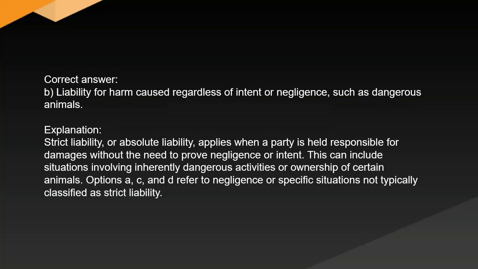Correct answer. B. Liability for harm caused regardless of intent or negligence, such as dangerous animals. Explanation. Strict liability, or absolute liability, applies when a party is held responsible for damages without the need to prove negligence or intent. This can include situations involving inherently dangerous activities or ownership of certain animals. Options A, C, and D refer to negligence or specific situations not typically classified as strict liability.